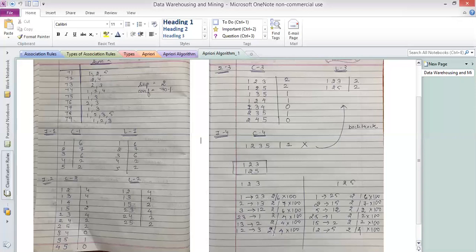Similarly, for each of the rules, you have to find out the confidence, and all the rules that have got a confidence greater than or equal to 70% will be selected, and the rest of the rules will not be selected. So in the final answer, you have to write the rules that have been selected, showing this calculation. I leave this for you people to solve.